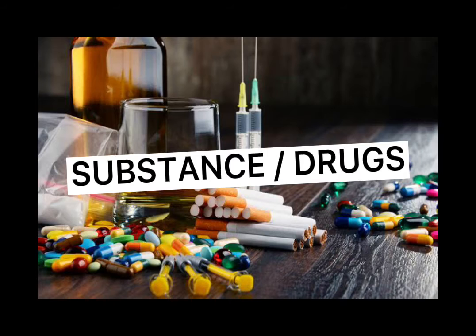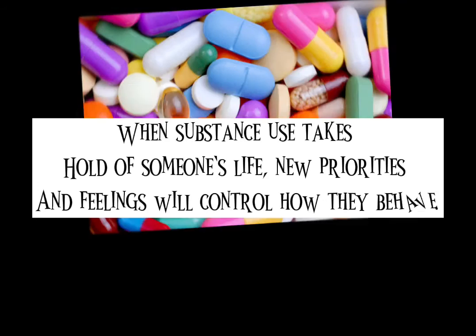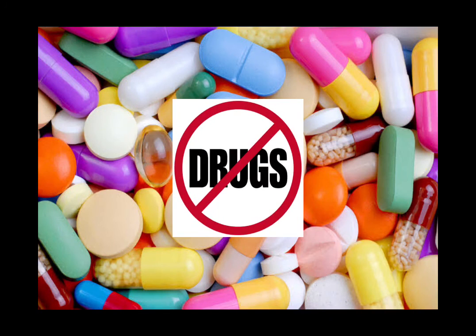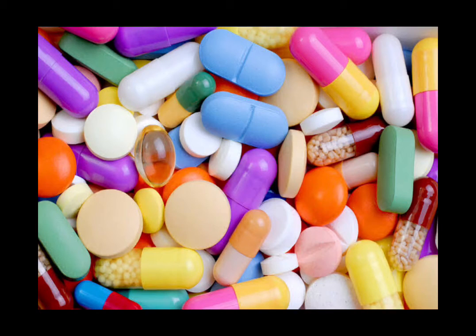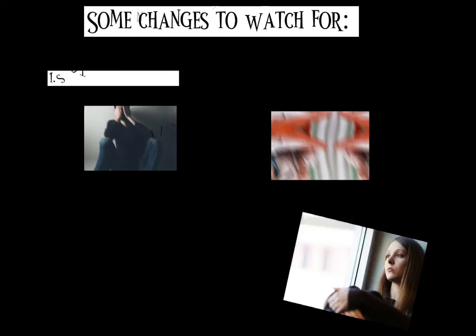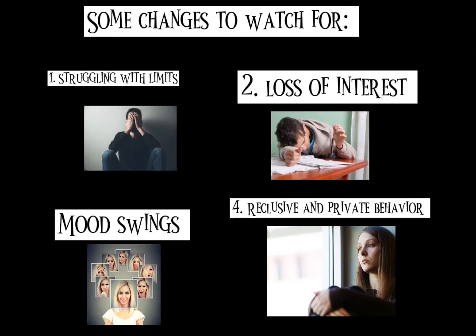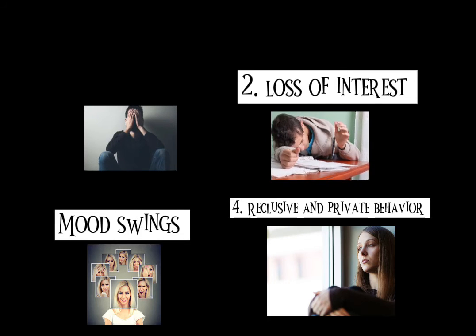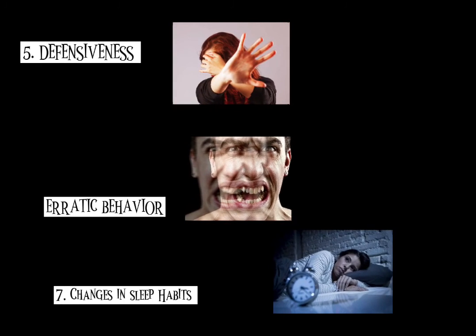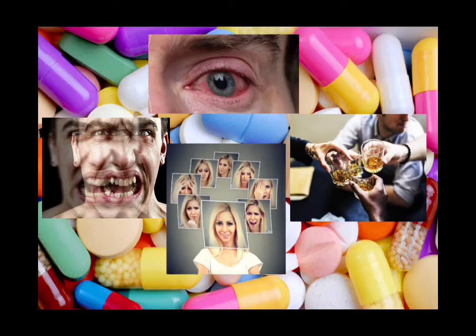When substance use takes hold of someone's life, new priorities and feelings will control how they behave. If you or someone you know is turning into someone unrecognizable, it could be a consequence of drug abuse. Some changes to watch for are struggling with limits, loss of interest, mood swings, reclusive and private behavior, defensiveness, erratic behavior, and changes in sleep habits.